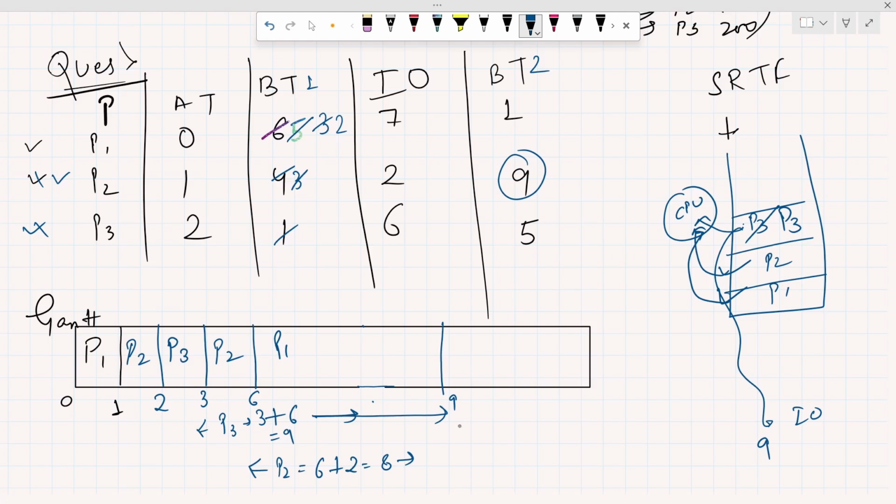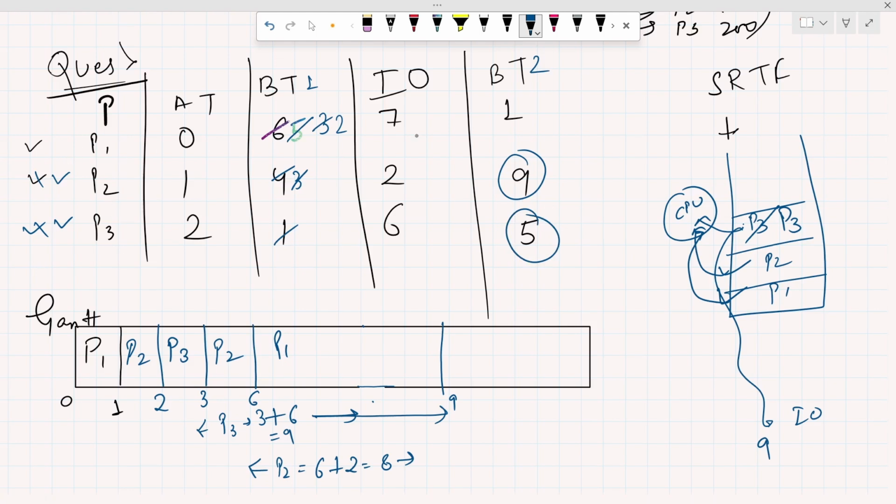But at 9, what happens is the P3 process comes into the ready queue. So now we have all three processes available. Okay, so now P3 is also available. So we have three processes available: P1, P2 and P3.